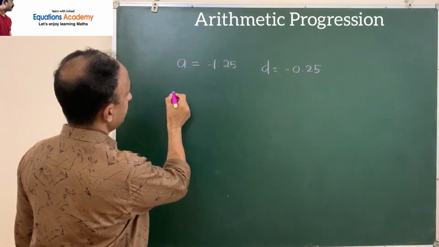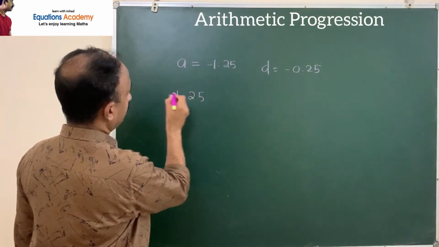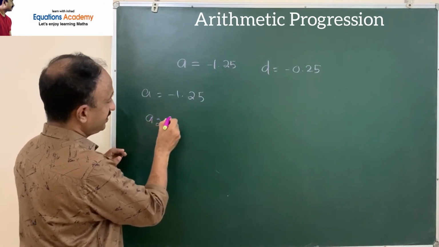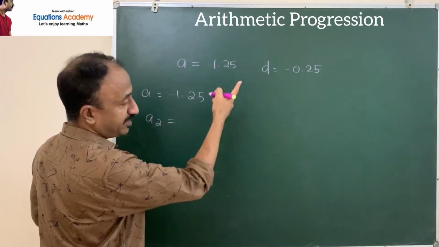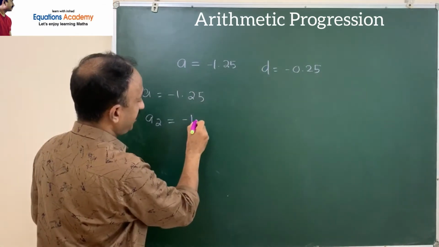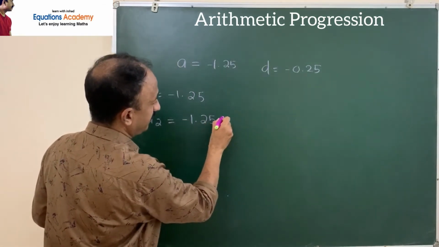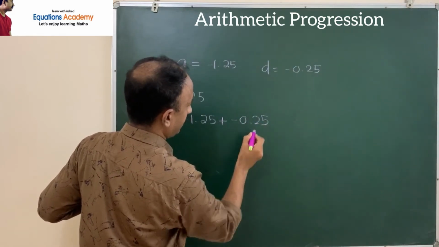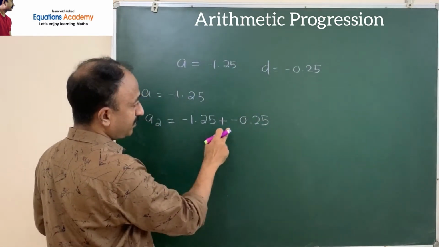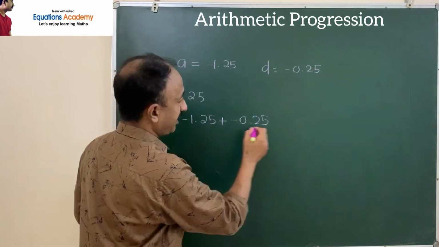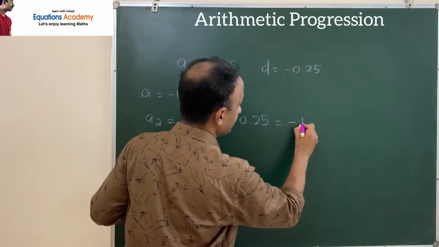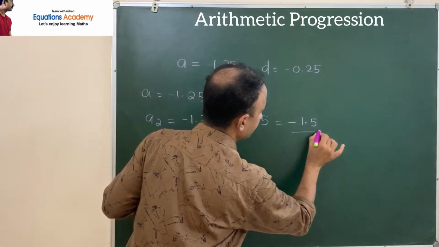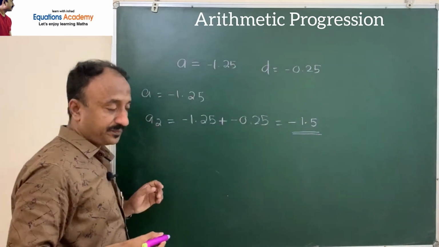The first term is a equal to minus 1.25. So what will be the second term? The second term is the first term plus the common difference, so minus 1.25 plus minus 0.25. Both are minus, so it will be minus 1.5. So, the second term is minus 1.5.